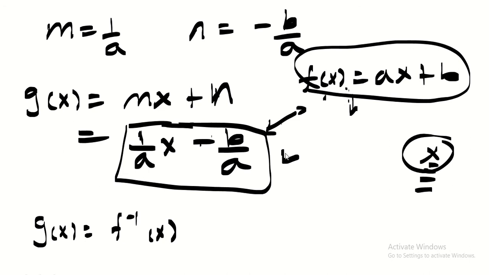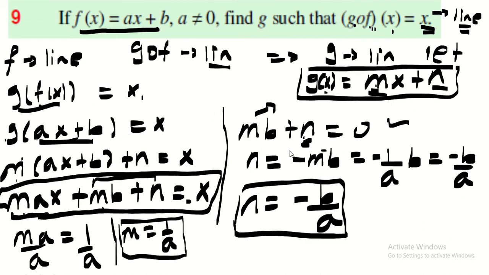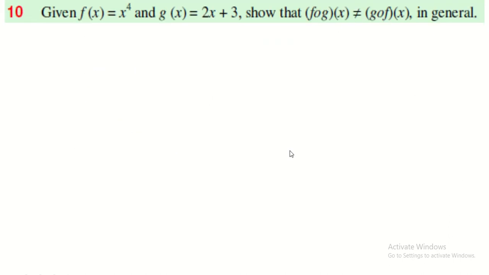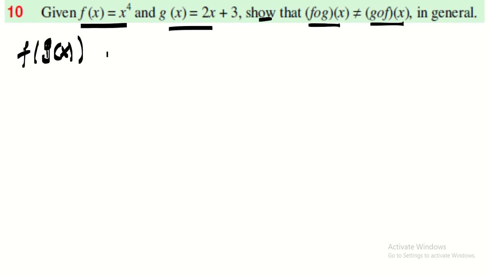Okay. The last question. One question left, that is question number 10. It says f of x is here and g of x is here. Show that f compose g of x is not equal to g compose f of x. That means they are not inverses of each other. Let's show that: the compositions f of g and g of f are not the same. So f of g of x is not equal to g of f of x.